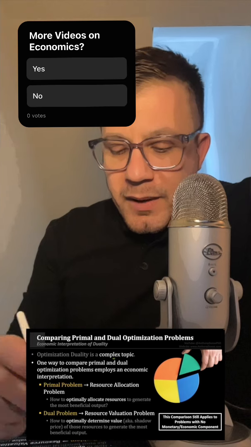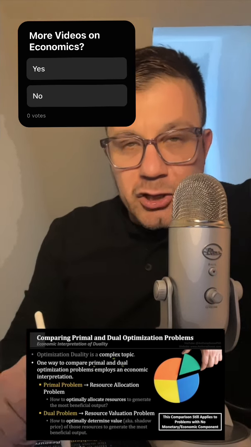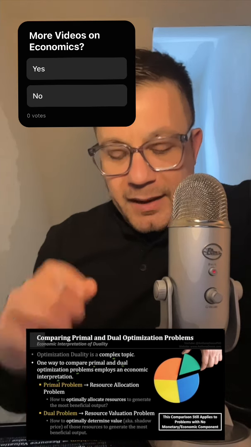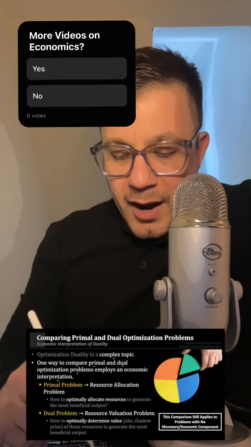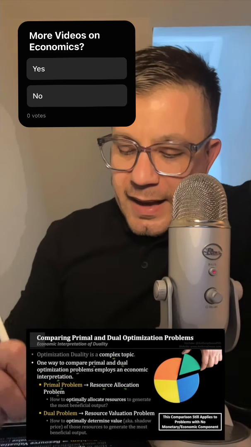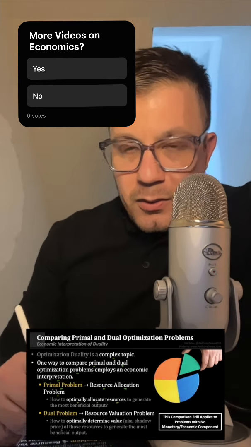And one way that we can compare the primal and dual optimization problems, as well as the solutions that they yield, employs an economic interpretation. In that interpretation, we can imagine the primal problem as a resource allocation problem. How can we optimally allocate resources to generate the most beneficial output?